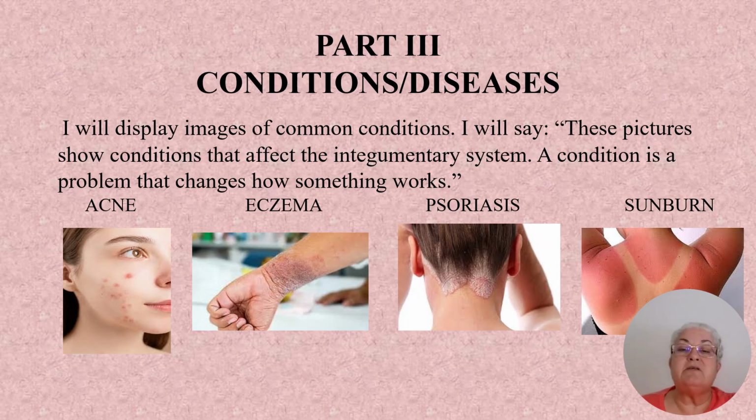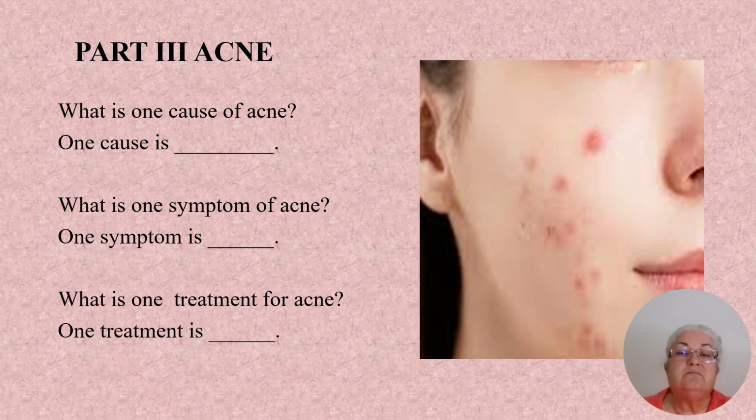I will display images of common skin conditions, and I will say, this picture shows conditions that affect the integumentary system. A condition is a problem that changes how something works. Here we have acne, eczema, psoriasis, and sunburn. After discussing acne, the students will answer simple questions like, what is one cause of acne? What is one symptom of acne? And what is one treatment for acne?